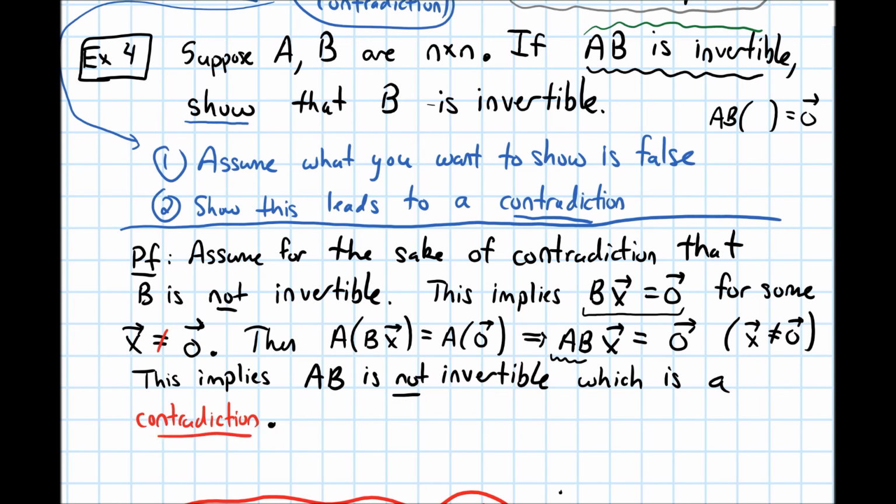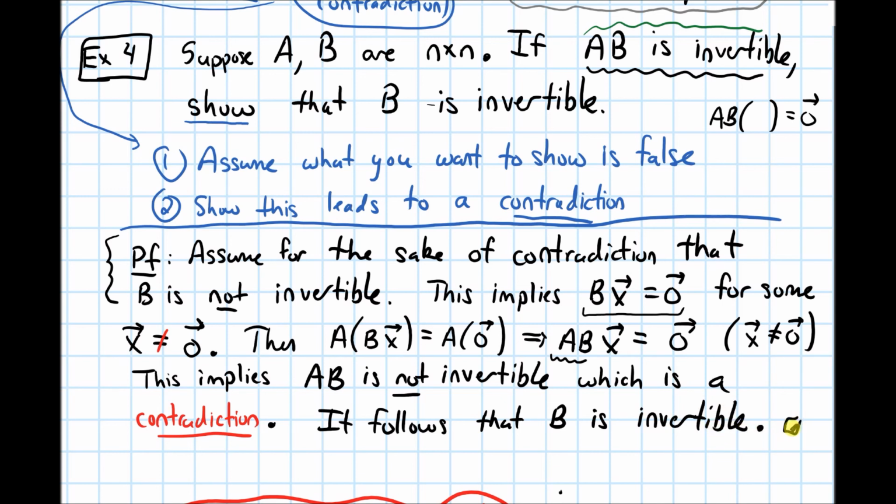So when I get a contradiction, that means the assumption that I began with is wrong. Here's the assumption that I began with: I assumed that B was not invertible. That assumption is wrong. And if that's wrong, that means B is invertible. So let me say, it follows that our assumption was wrong, which means it follows that B is invertible. And that is what we wanted to show. So at this point, we are done with the proof. So I write my little symbol to indicate that I'm done.